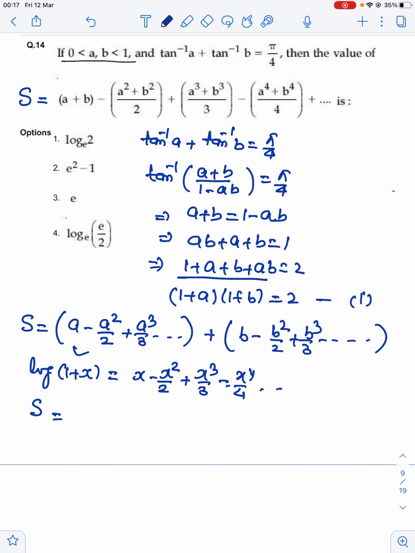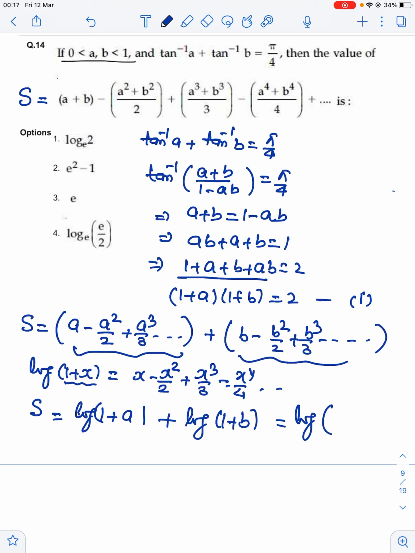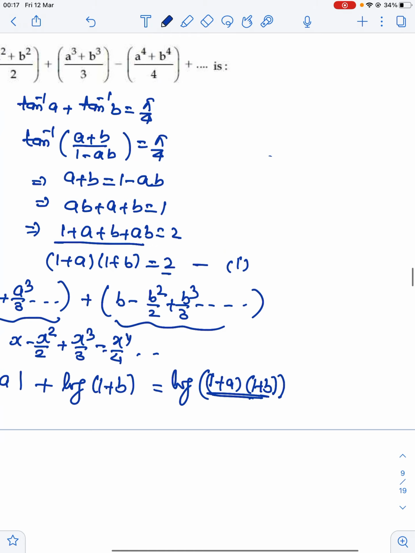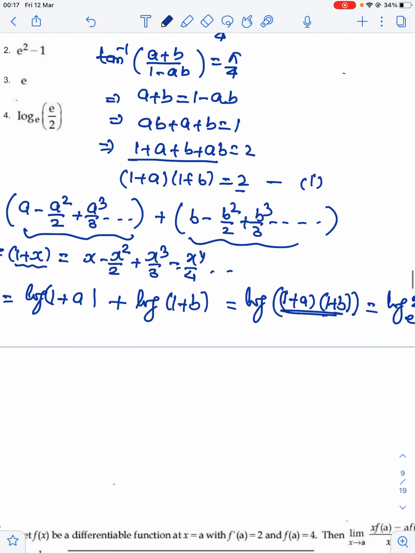The series can be written as the series of log 1 plus x when x is replaced with a. So this is log of 1 plus a. Similarly, this part is the same series when x is replaced with b. So this is log of 1 plus b. So overall, by the log property, both will be multiplied, 1 plus a into 1 plus b. And 1 plus a into 1 plus b we have already found, it is 2. So the answer is log of 2 base e.